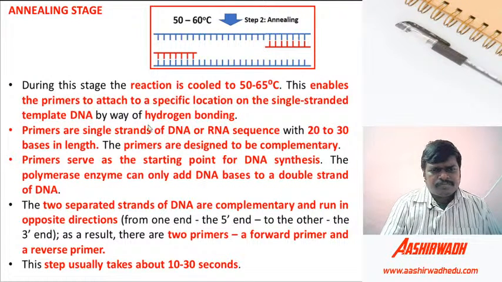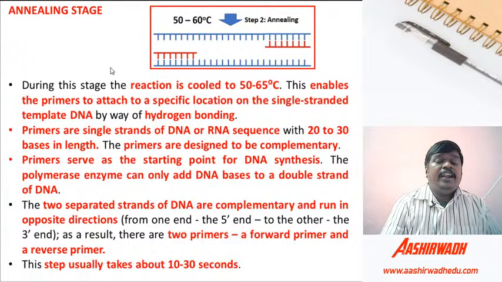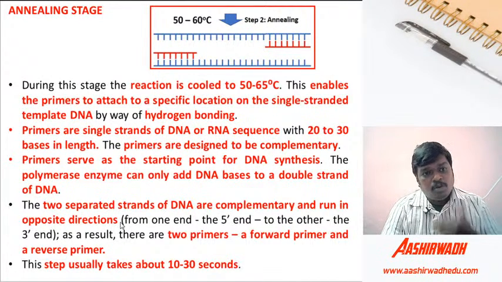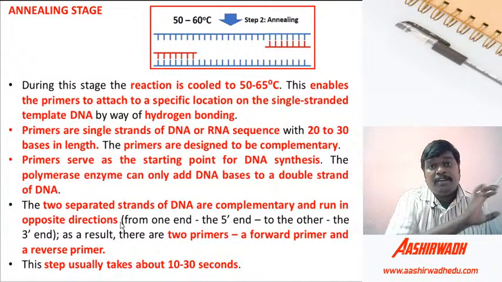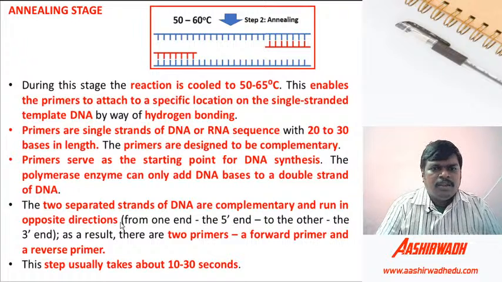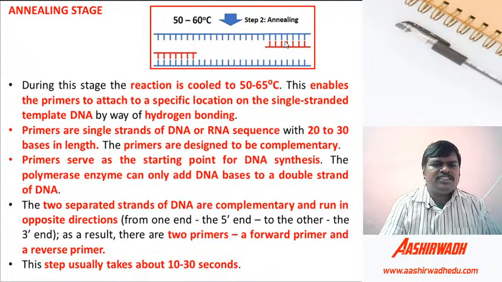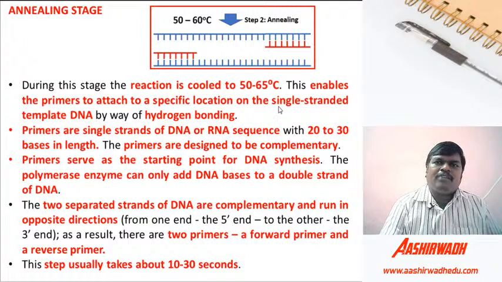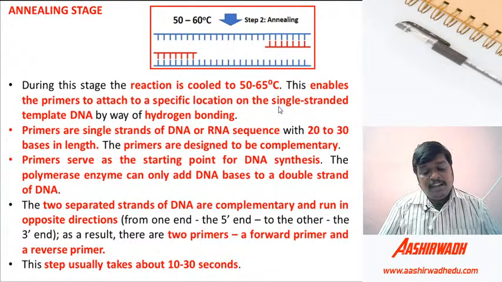For the extension of this RNA primer, the DNAP, DNA polymerase enzyme, plays an important role in adding nucleotides to the RNA primer so that they become double-stranded DNA structures. The RNA primers always attach to the opposite strands, one from the 5' end, the other from the 3' end. One is called the forward primer, the other the backward primer. This step usually takes about 10 to 30 seconds.